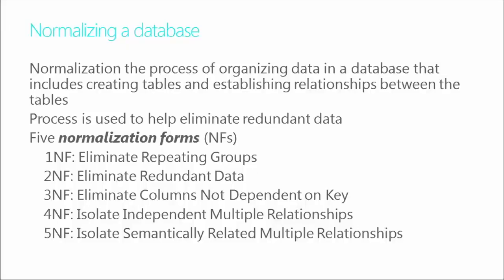By default, there are 5 normalization forms, as you can see here. One is eliminating repeating groups, all right? Eliminating redundant data is number 2. And the third level is eliminating columns that are not dependent on the key. We'll introduce what that means in just a little bit. 4 and 5 are isolating independent multiple relationships and semantically related multiple relationships. We're not going to drill into those at all. I just want to show you that if you look up normalization, you're going to see 5 levels. Most databases are designed to 3, and that's what we're going to focus on here.